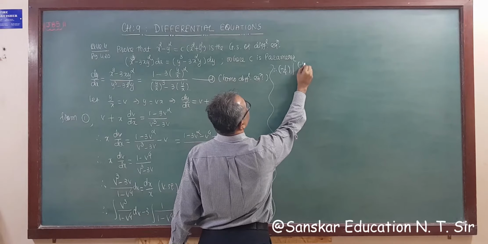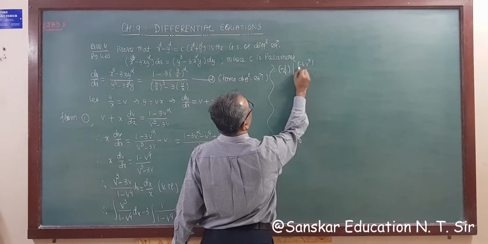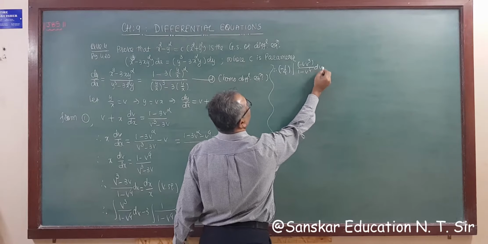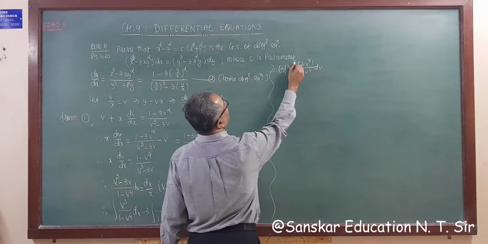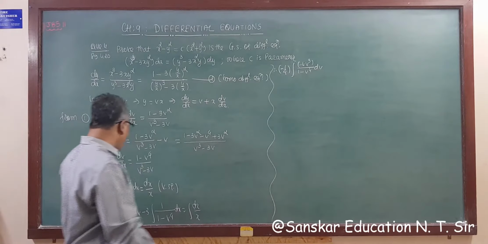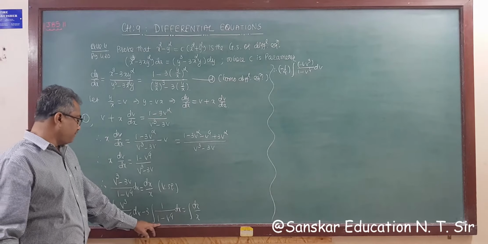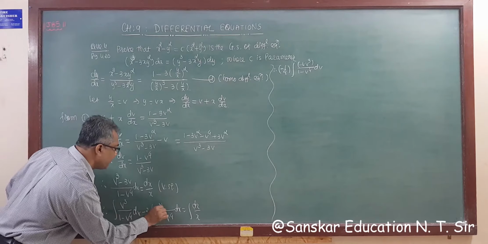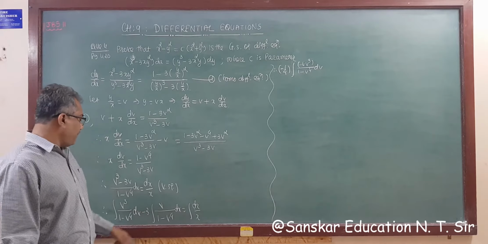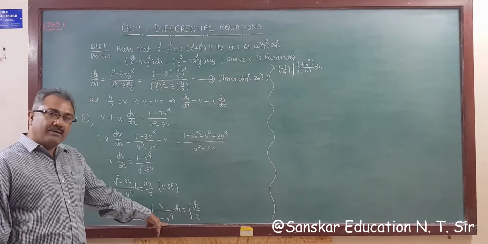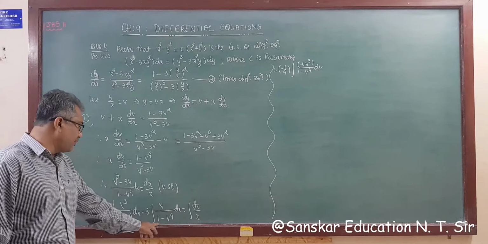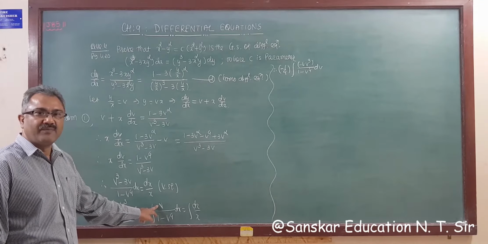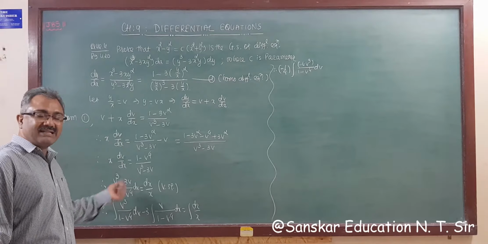Integration of minus 4v cube upon 1 minus v raised to 4 dv. Now here we miss out b here, so b. Now if we differentiate this, the derivative of this is 0, this is 4v cube, but this is only v, here is v cube, that's why we adjust it.